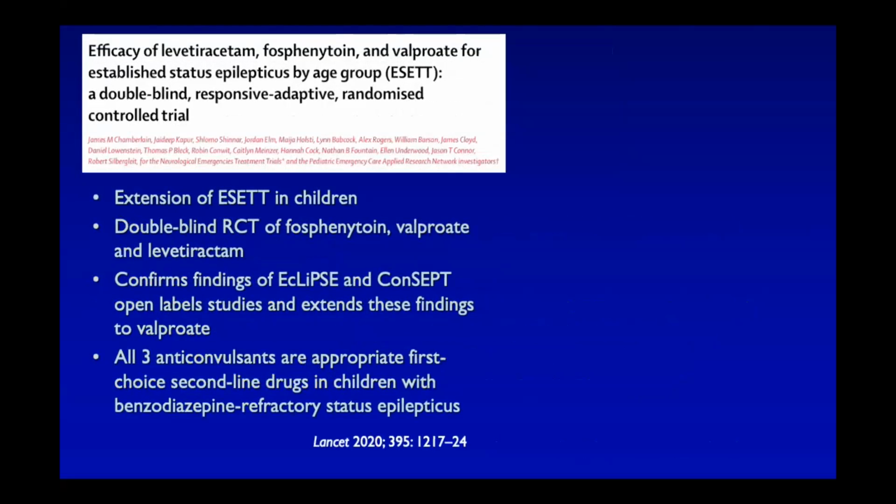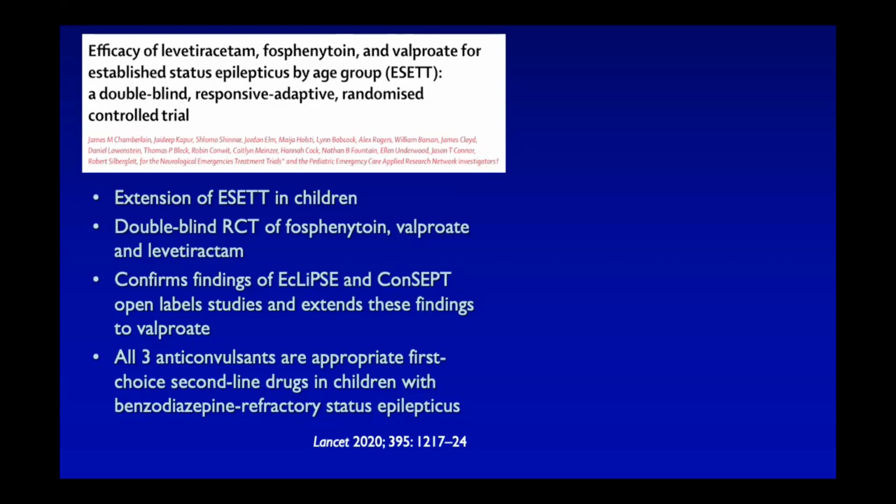The next study I'd like to share with you is the extension study of the ESET trial in children. This was a double-blind randomized control trial of phenytoin, valproate, and levetiracetam. And this was an extension study that was authorized by the Data and Safety Monitoring Board to allow enrollment of additional children past the enrollment of adults in ESET.